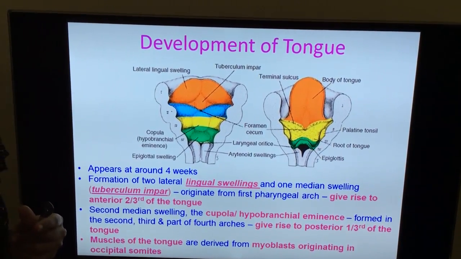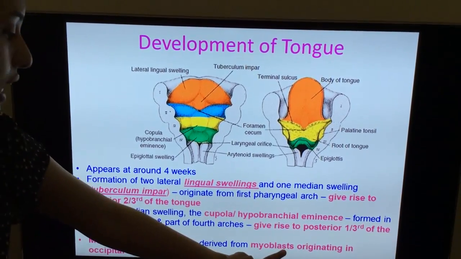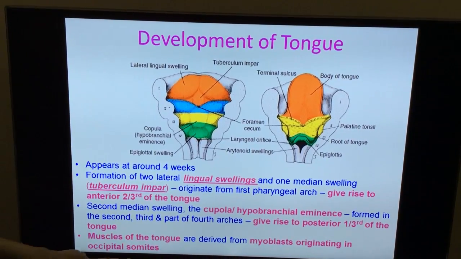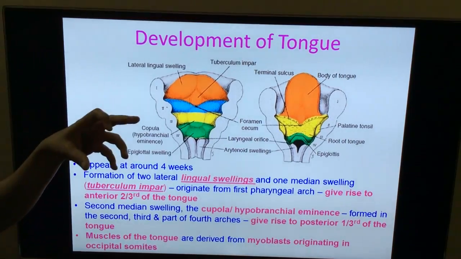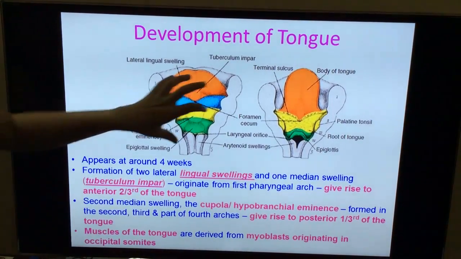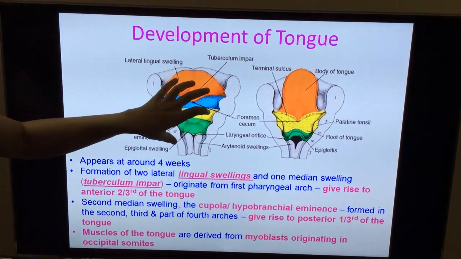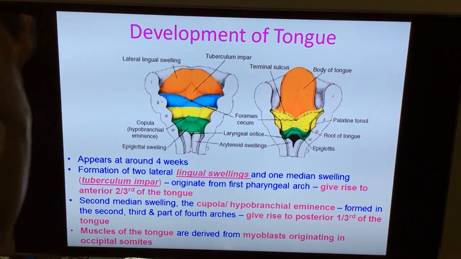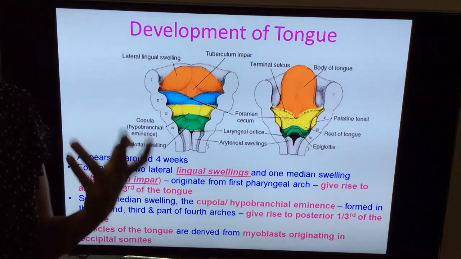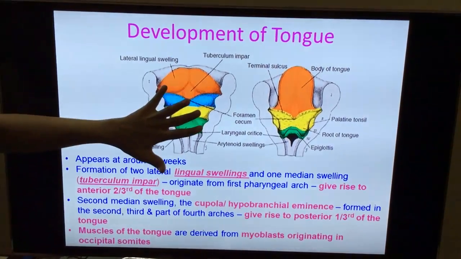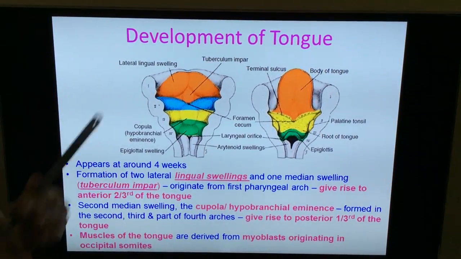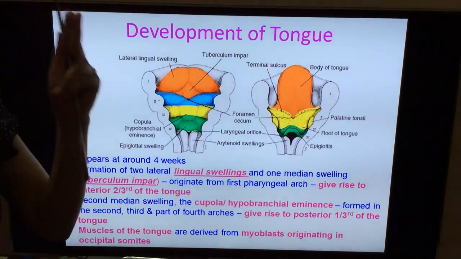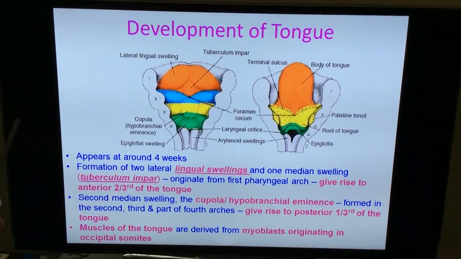So the muscle block, the myoblasts, which are at the level of the occipital somites, the back side of the skull, migrate from that region and contribute to the muscles of the tongue, and they also carry the nerve supply, which is the hypoglossal, the 12th cranial nerve. So since the embryological derivative is different in the tongue, that's why the nerve supply is also different, three nerves.